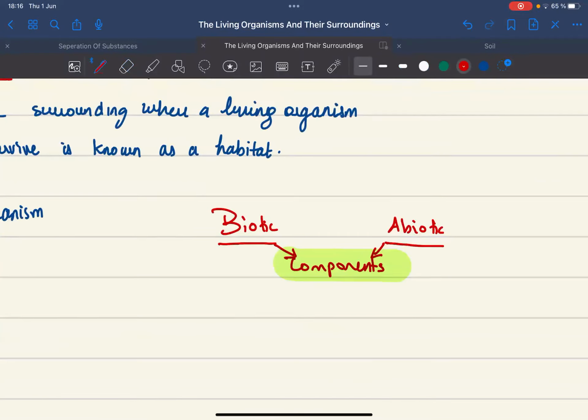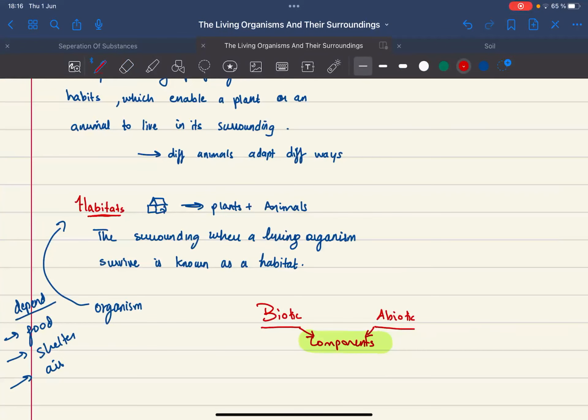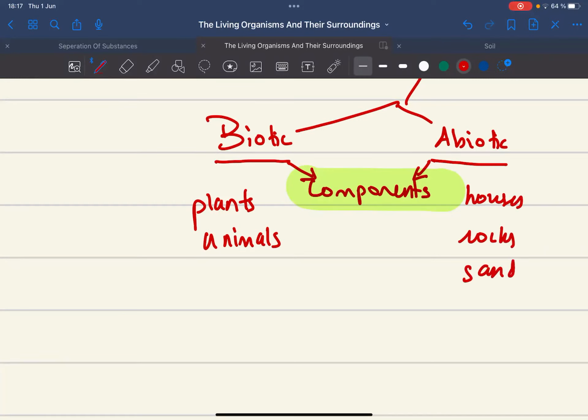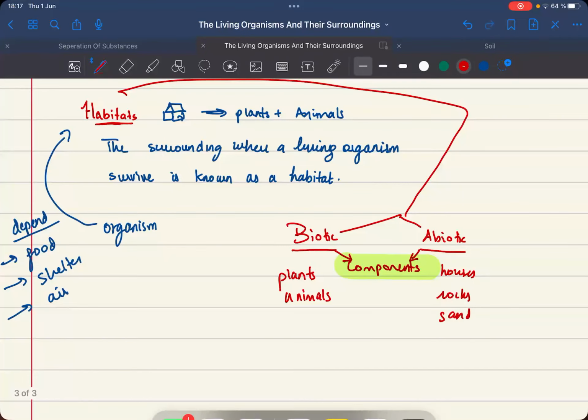So biotic and abiotic components are the components of the habitat. Because in a habitat, there can be both biotic and abiotic components. Biotic component means all the living components of a habitat, like the plants and animals. Abiotic means what else will come? Houses, rocks, sand, soil, everything. All the non-living will come under abiotic. Okay, am I clear? Yes, ma'am.